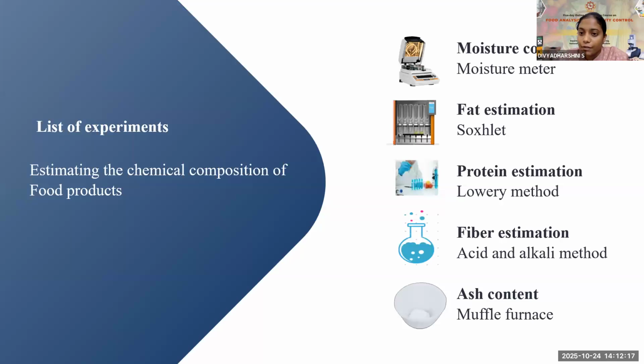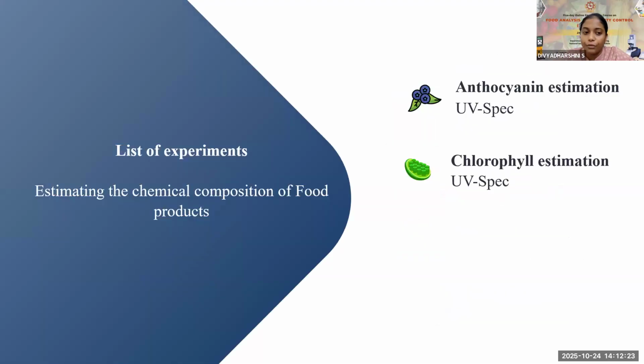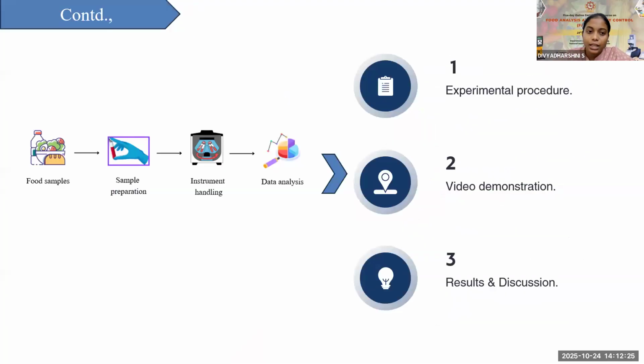Next, these are the list of experiments I have planned: moisture, fat, protein, fiber, ash, and anthocyanin and chlorophyll content. So this is a basic layout. First, I'm talking about the food samples, then how we will be going with the sample preparation. Then I will show the instrument handling and data analysis also. So this will be step by step.